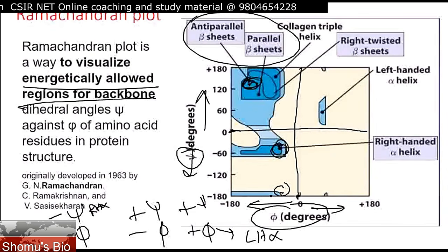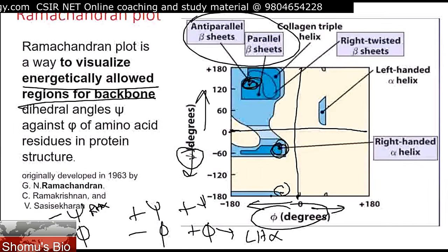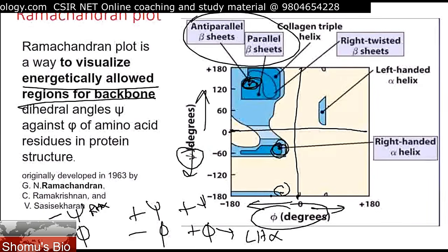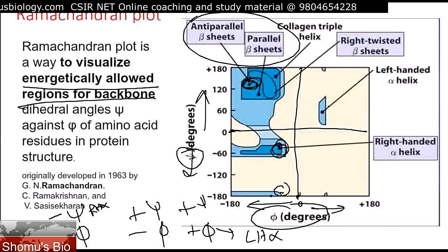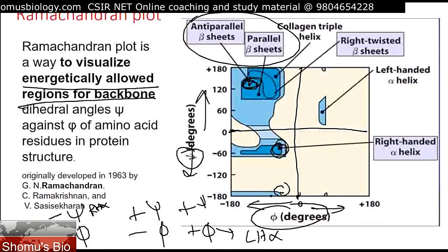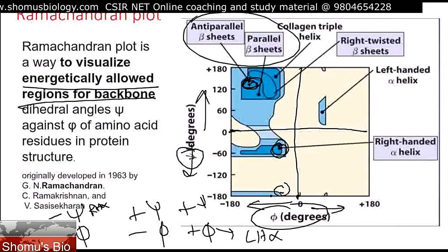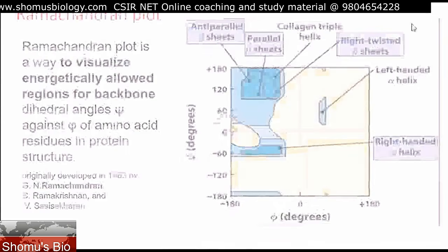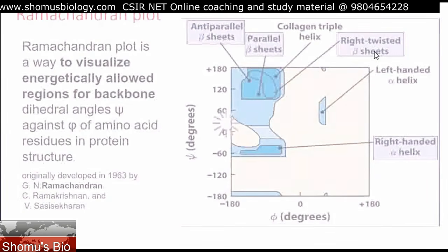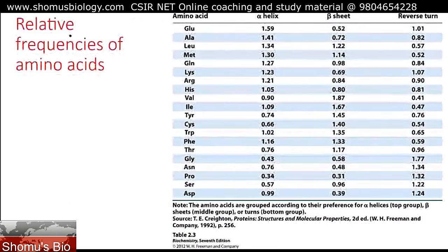Okay, so this is just an idea of knowing the exact phi and psi values. We can predict whether that polypeptide chain is going to form an alpha helix or a beta sheet. I just explained what those 4 quadrants represent.